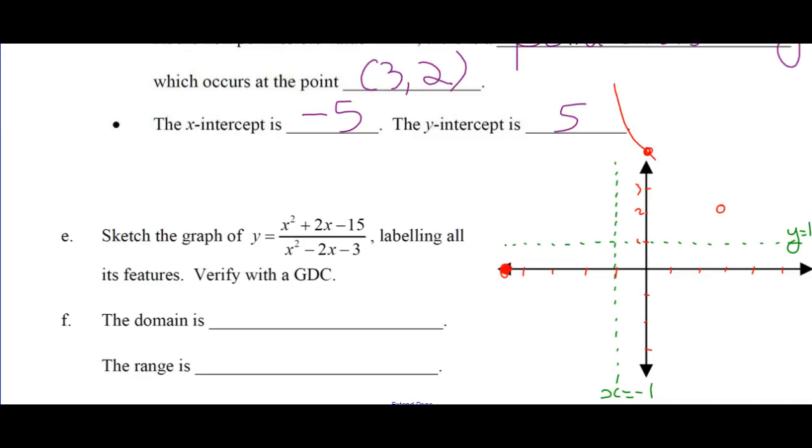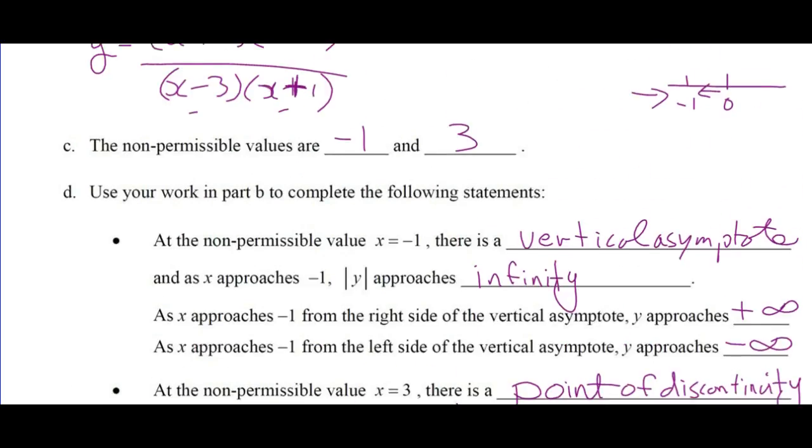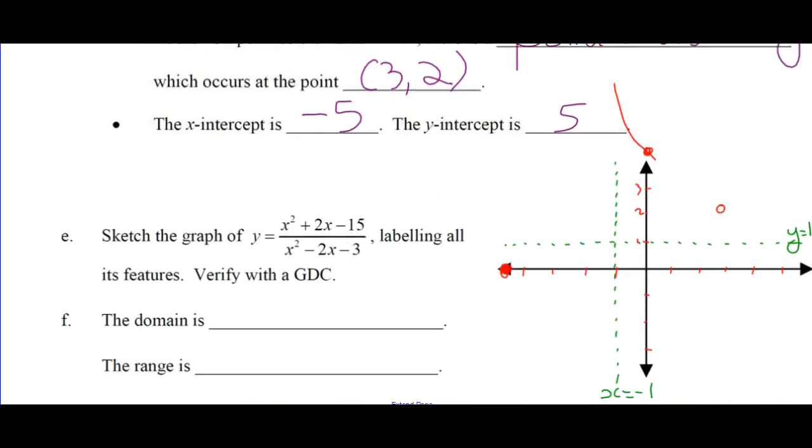Okay, so what's happening? Well, we said as you approach negative 1 from the right-hand side, you go to positive infinity. So I'm coming at it from the right, going up, and this is coming down, approaching y equals 1. From the left, it's coming from below. We said as you approach x equals negative 1 from the left-hand side, you're at negative infinity, and then you're rising up.